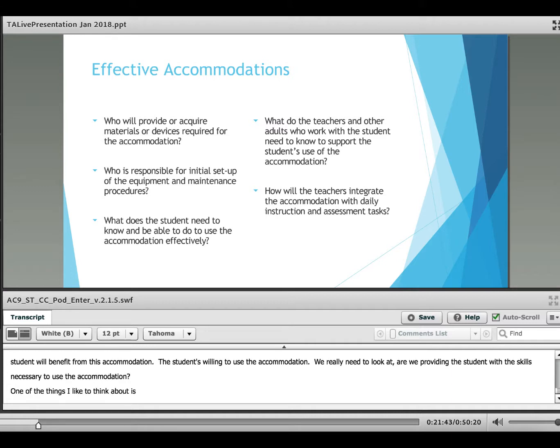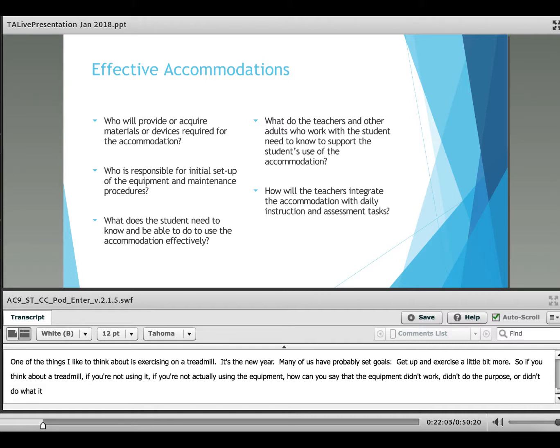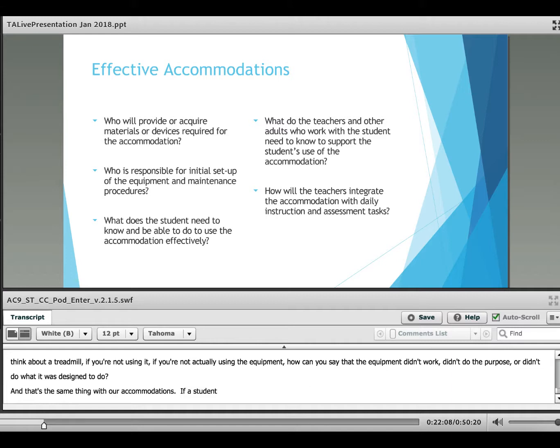One of the things I like to think about is exercising on a treadmill. It's the new year, and many of us have probably set goals to get up and exercise a little bit more. So if you think about a treadmill, if you're not actually using the equipment, how can you say that the equipment didn't work, or didn't do what it was designed to do? And that's the same thing with our accommodations.